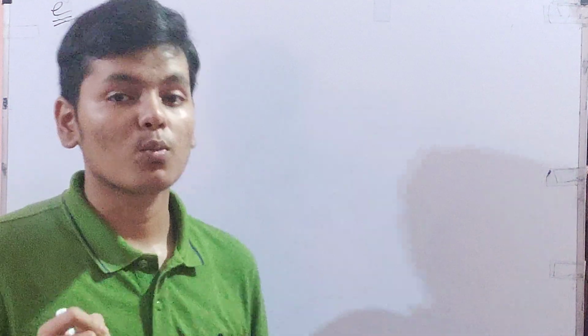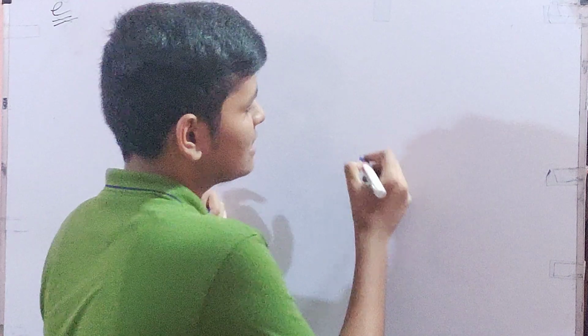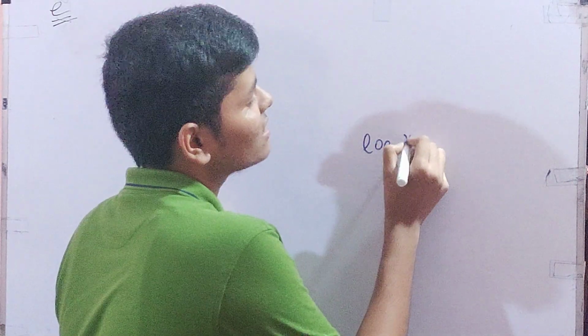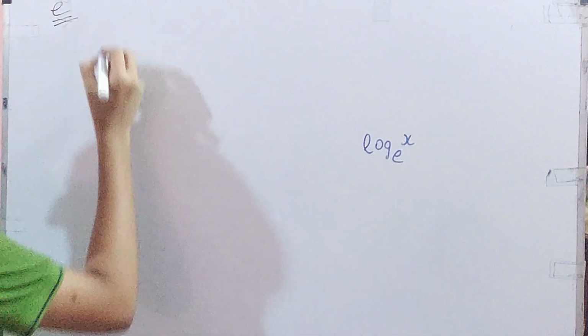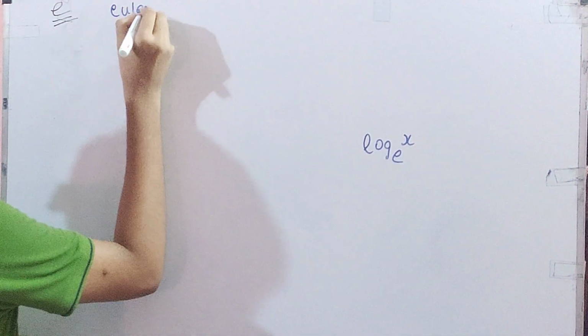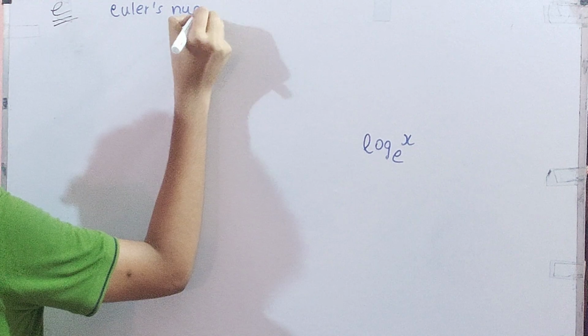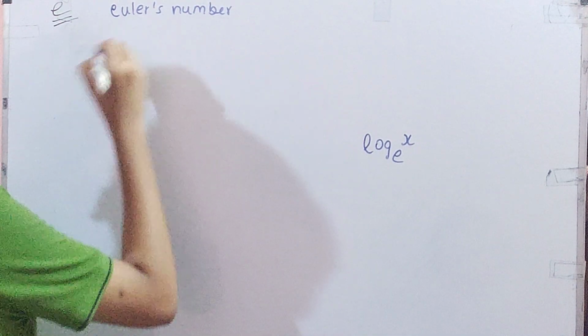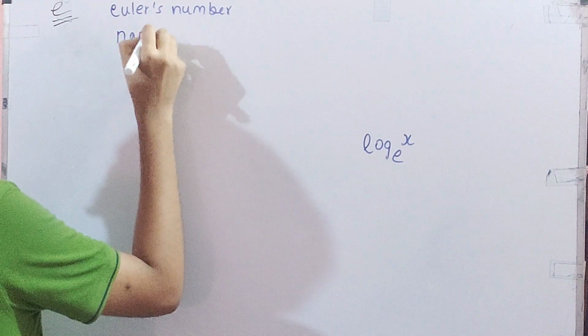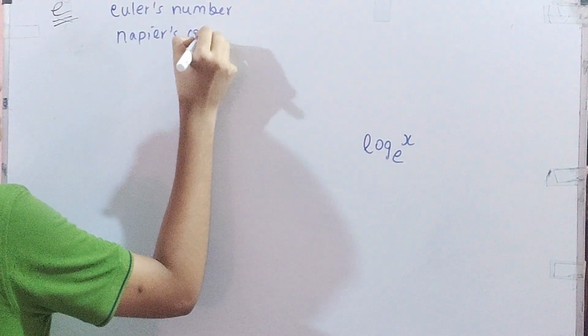Let us discuss what the term e is. In natural logarithm, we use this term as log of x to the base e. Now what is this e? This e is termed as Euler's number. Euler was a scientist, and we also call this Napier's constant.